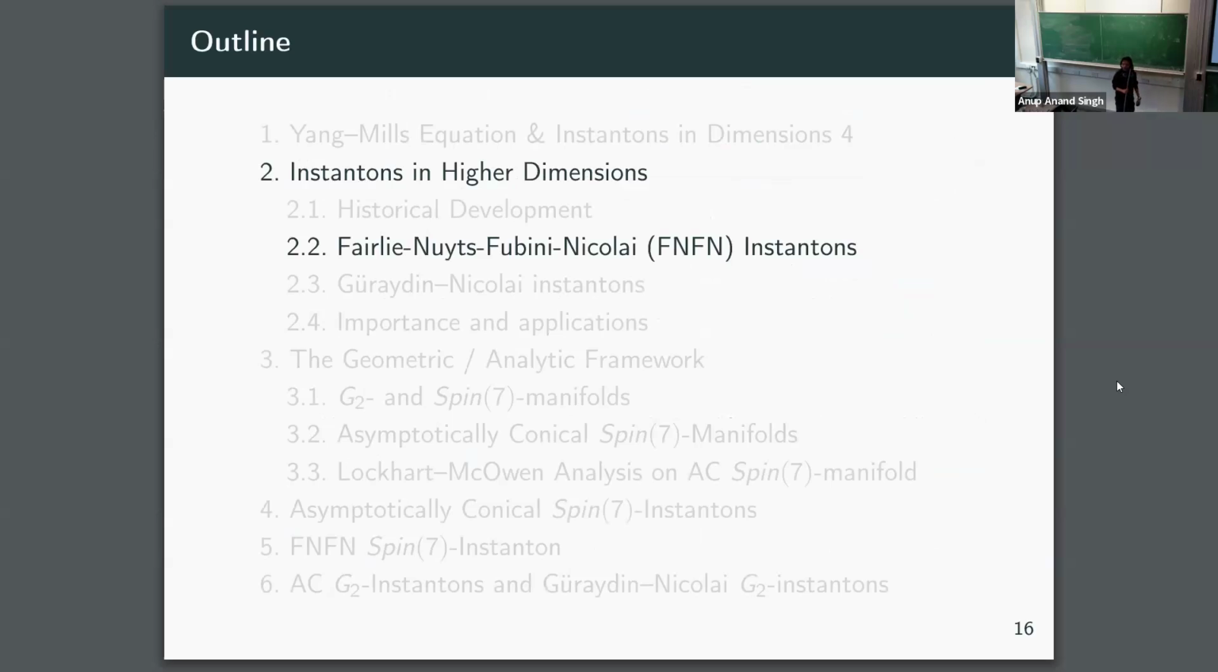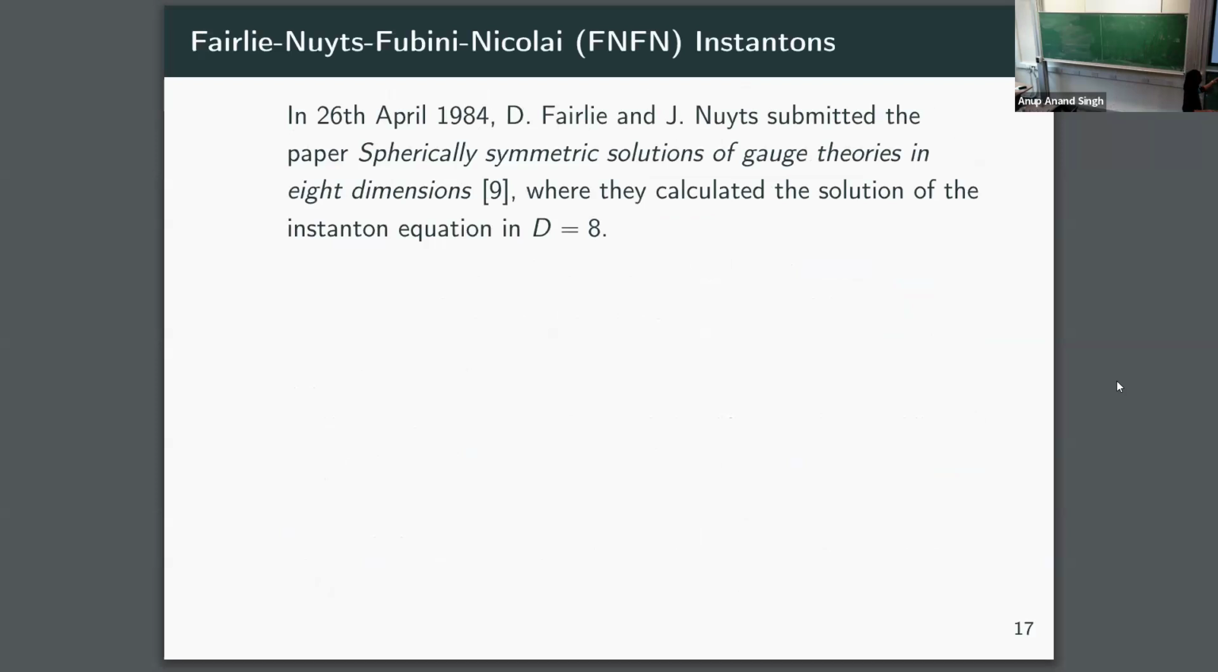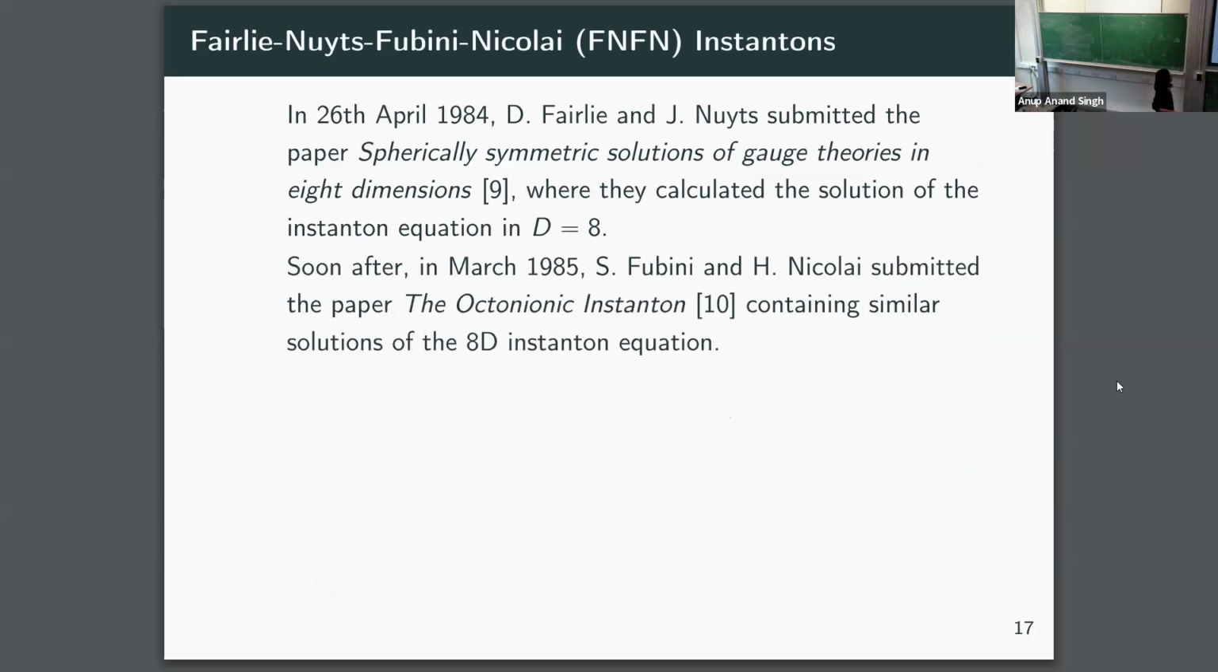So now I'm going to talk about instantons in dimension 8, in particular on R8, which was done by these 4 people. Fairlie and Nuyts submitted this paper where they calculated the solution of the instanton equation in dimension 8. And soon after, Fubini and Nicolai also submitted another paper called the octonionic instanton, which contained a similar, almost the same solution, but obtained via a different method. So they didn't know about the earlier work, which they actually mentioned in the paper.